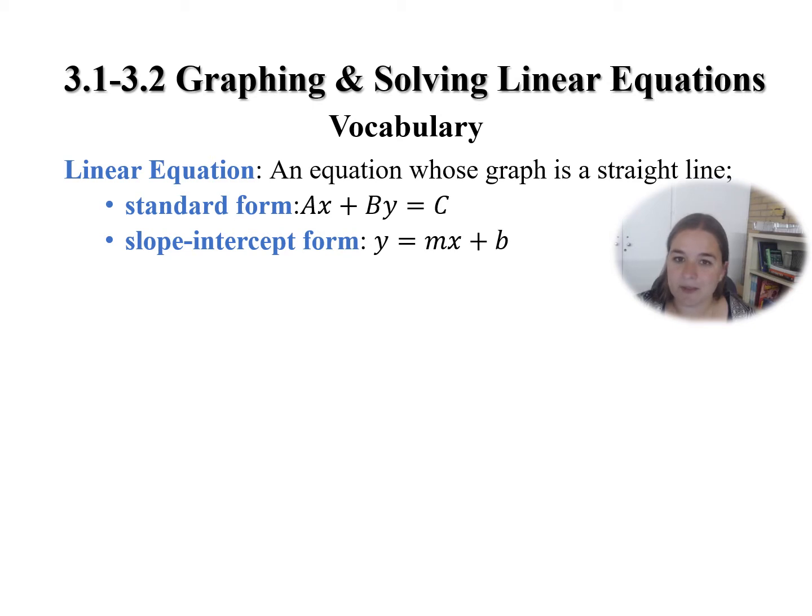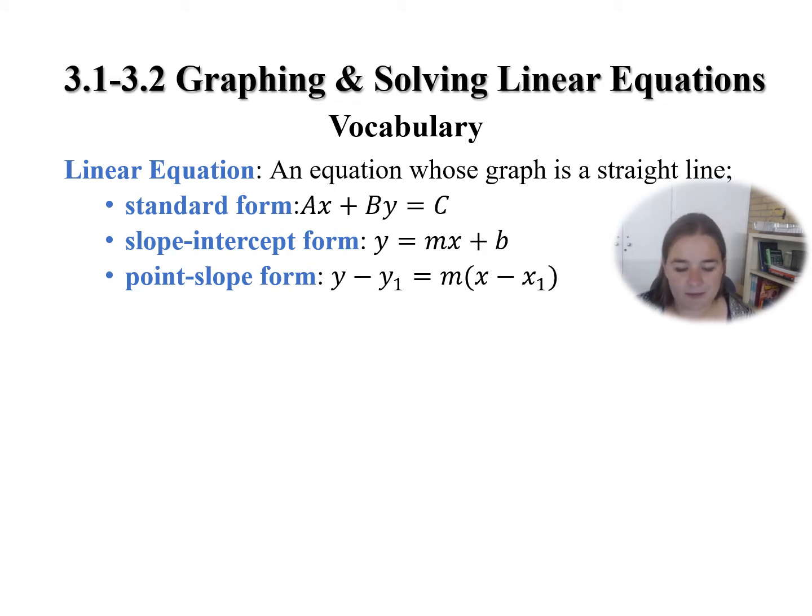Slope-intercept form is the type that you used most commonly last year, where we have y equals mx plus b. We can also have point-slope form, which we'll talk more about later this year. y minus y1 equals m times the quantity x minus x1.